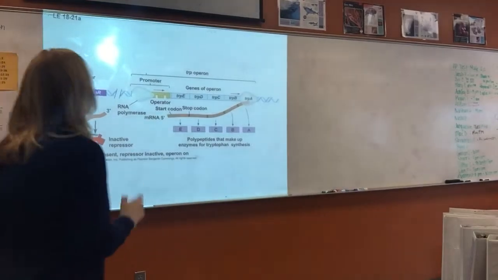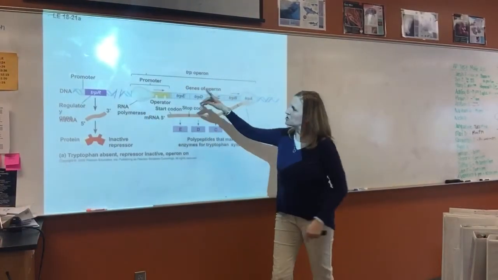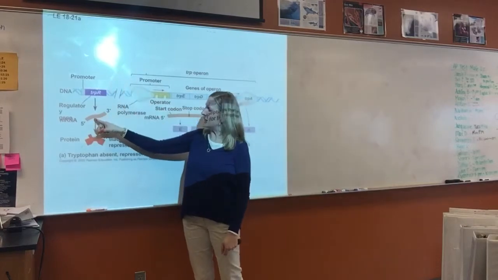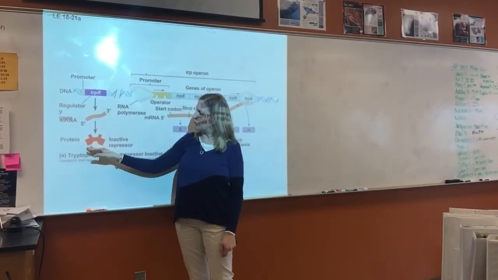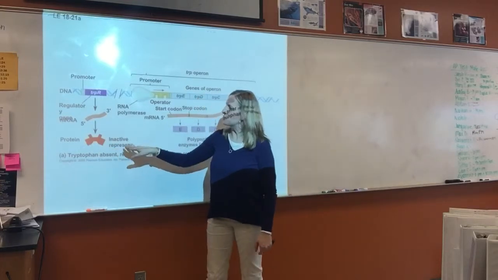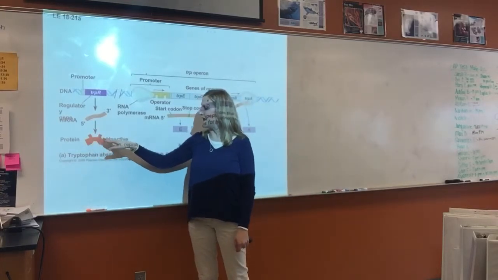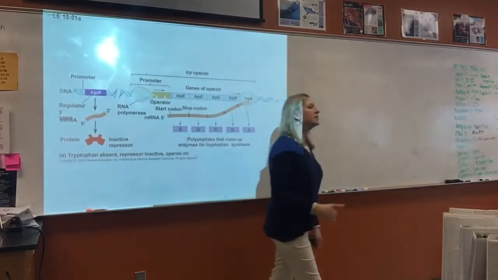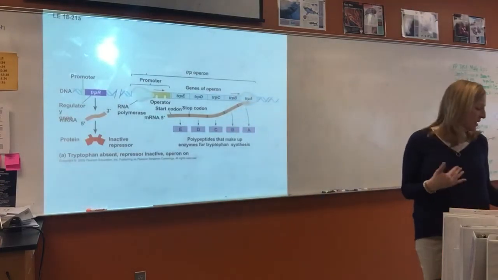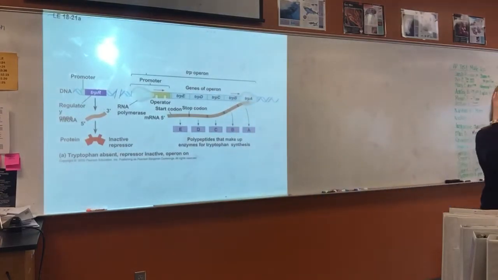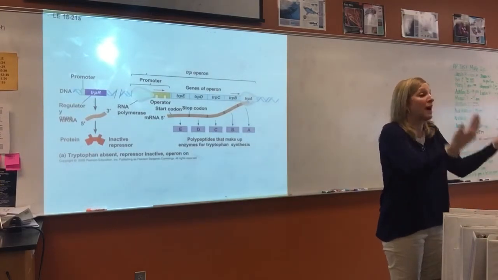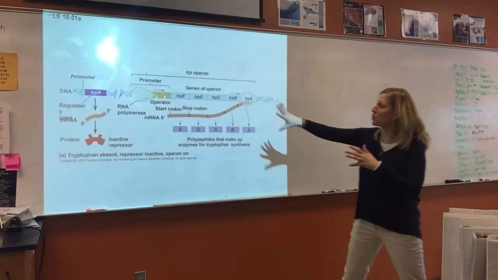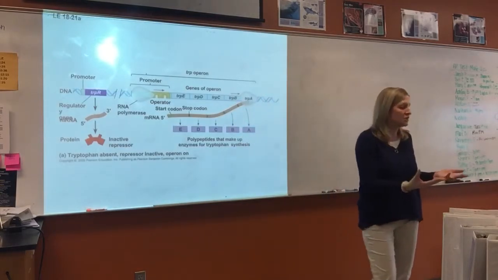So the function of the TRPR gene is to make mRNA that codes for making the repressor. This repressor, though, look here, is made in the inactive form. So what does that mean when the repressor is made in the inactive form? The word repressor means that it has the ability to repress the genes or turn off these genes. It has the ability to do that.